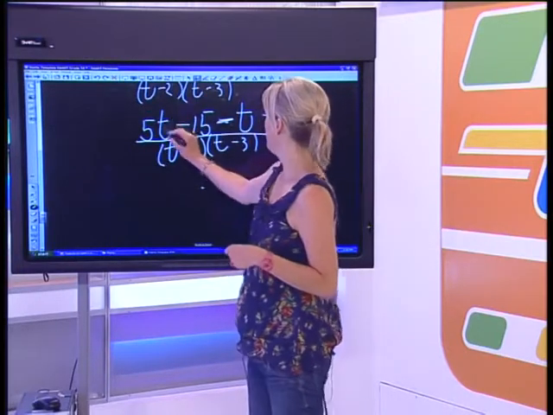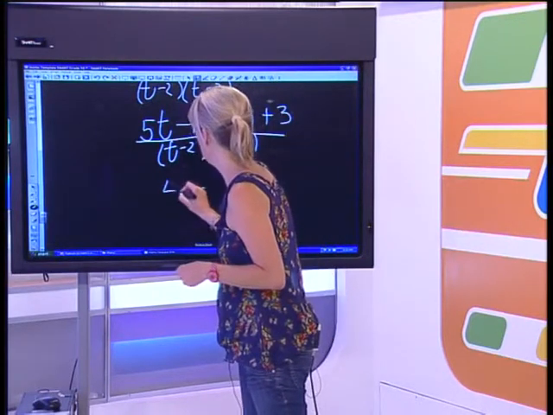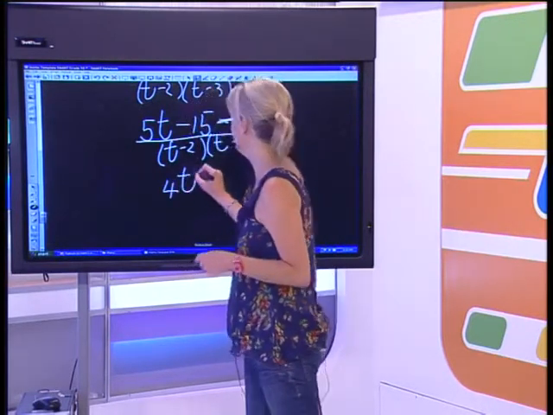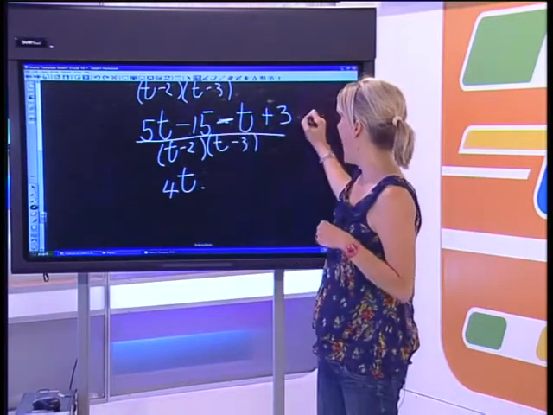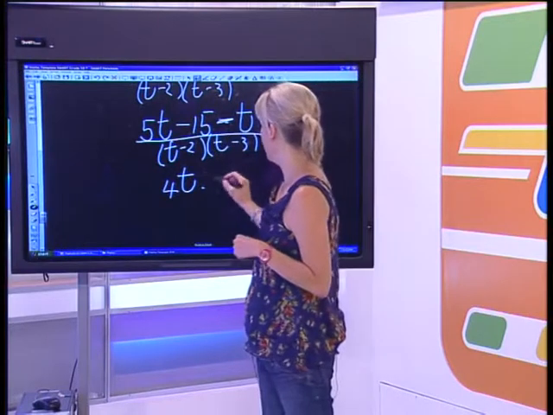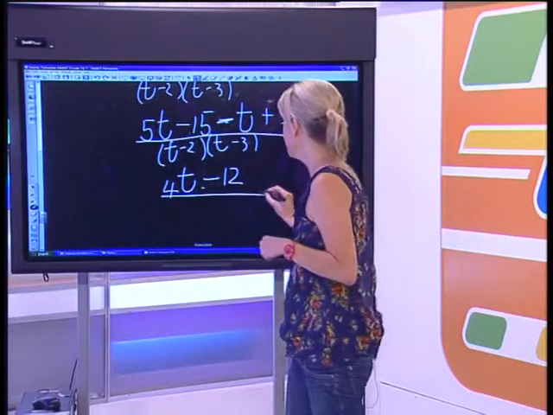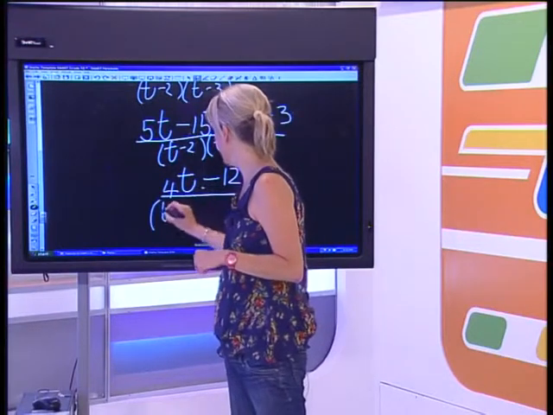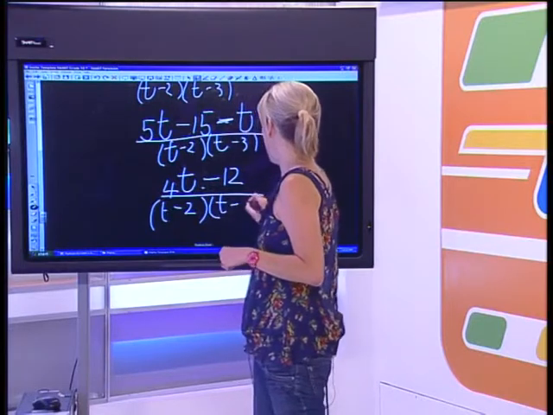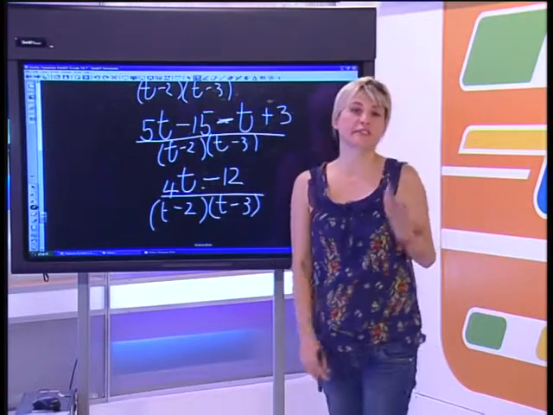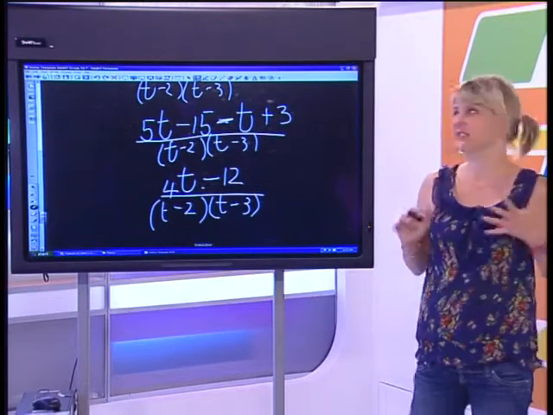Like terms. So I've got 5t minus t, so that gives me 4t. Not 40, 4t. And then I've got negative 15 add 3, so that gives me negative 12. And in fact, I've just noticed that something else that's interesting has happened here. Remember, if they tell us to simplify, we have to simplify all the way to the end. We've got to make it as simple as possible.